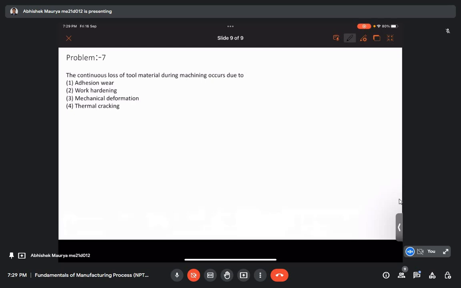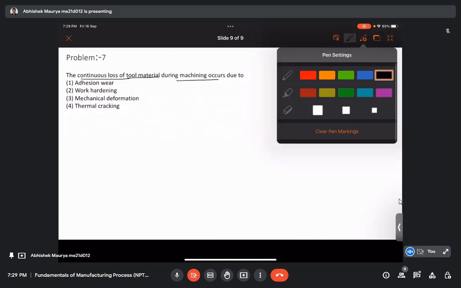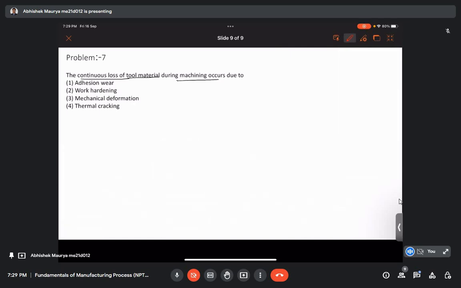Okay, so what has been asked? The continuous loss of tool material during machining occurs due to, these are the options: adhesion wear, work hardening, mechanical deformation, thermal cracking. So first we will again draw a diagram, then it will be easier for us to understand. Again we will have a similar kind of diagram. We have our cutting tool, and if we draw a little bit of a 3D version of this cutting tool surface, how will it look? It will look something like that.